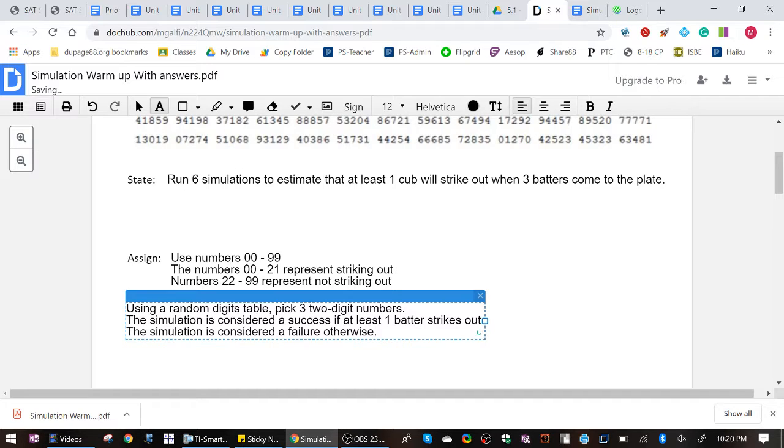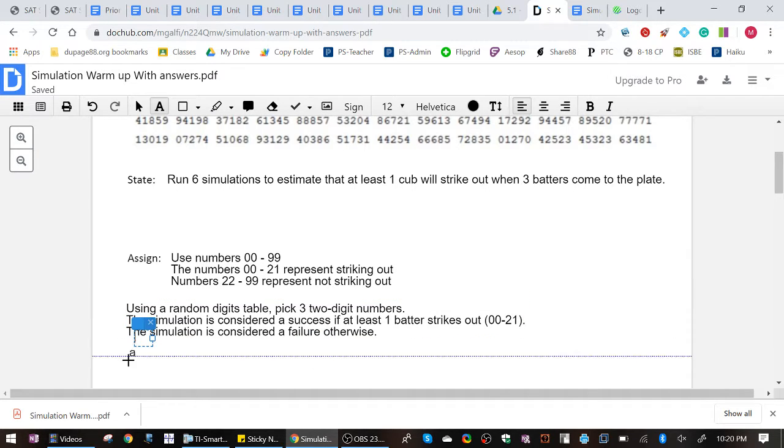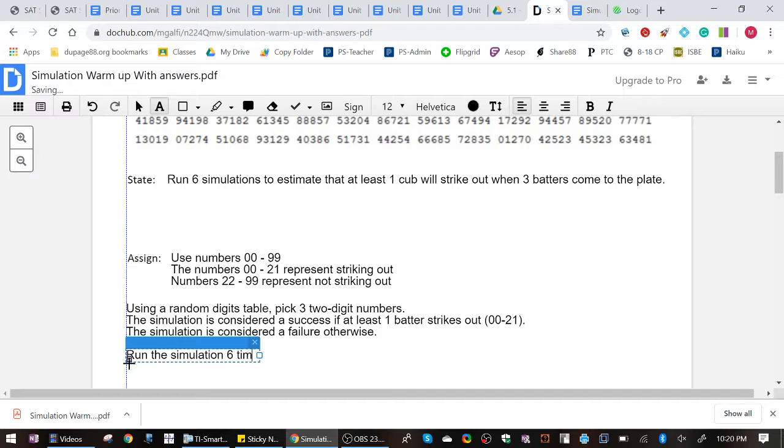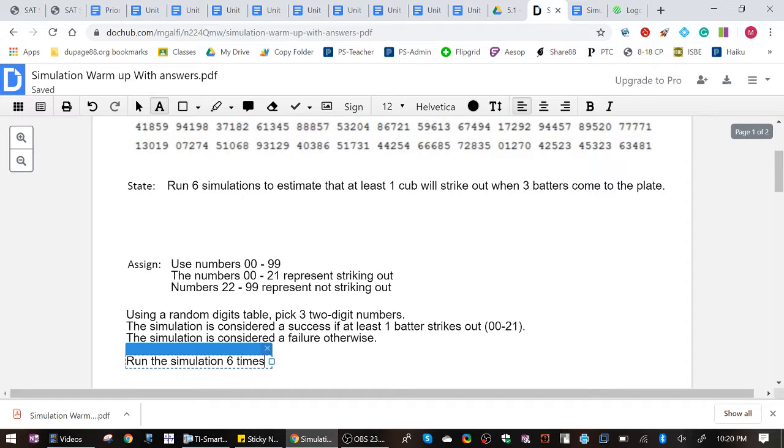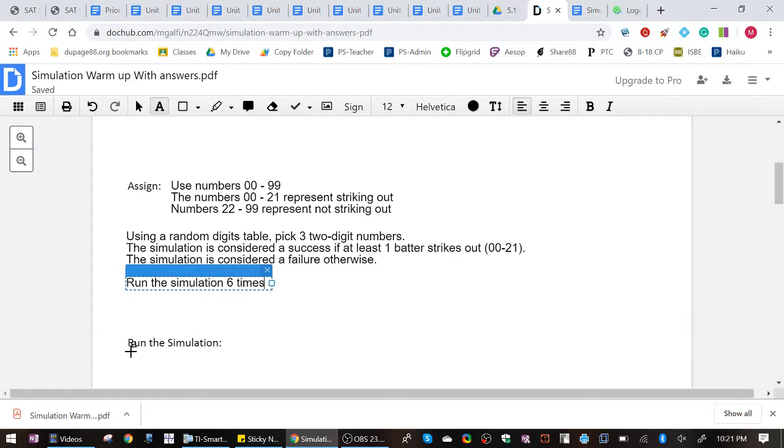So we're picking 3 of these numbers to represent 3 batters, and we're going to consider it a success if at least one batter strikes out. That means at least one of my numbers is between 00 and 21. And the simulation is considered a failure otherwise. And then as a final note, we will say how many simulations we're running. We'll say run the simulation 6 times. So I have to pick 3 two-digit numbers 6 times.